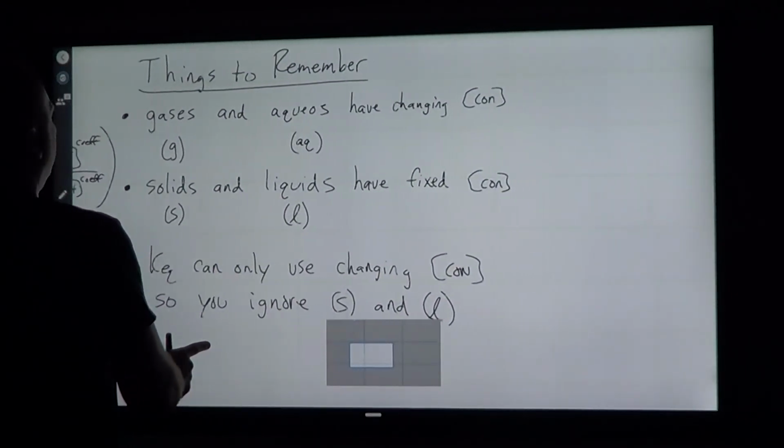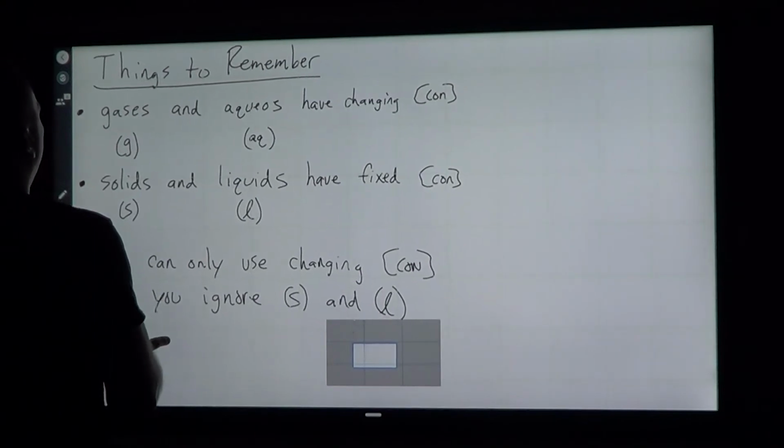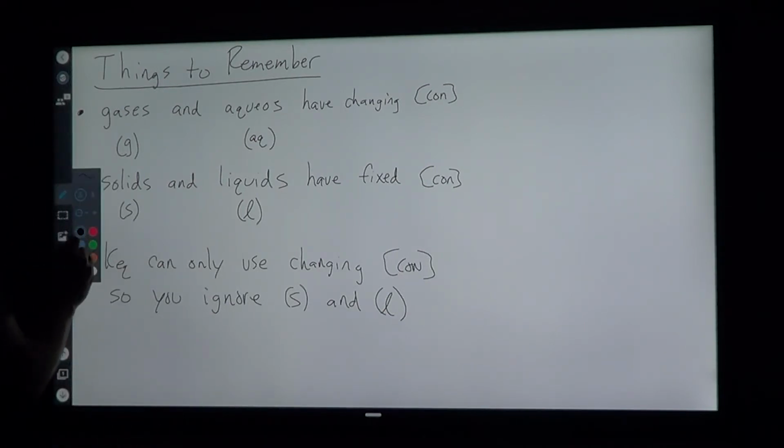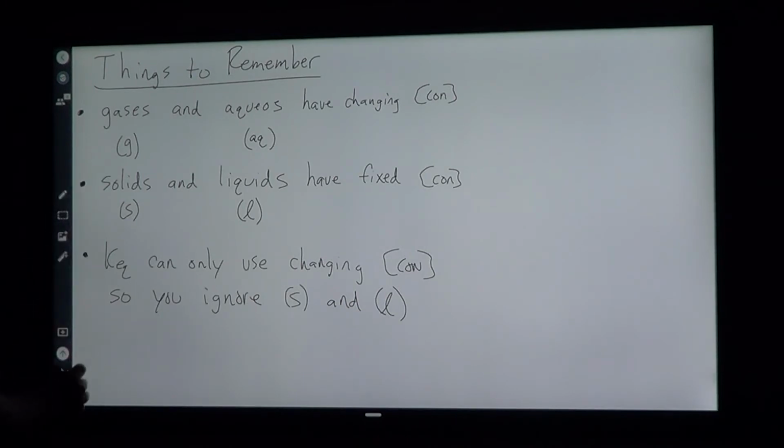We'll do some of those in a little bit, but right now I want to go over some things to remember. The book has a whole section on homogeneous equilibrium versus heterogeneous equilibrium. Those are two vocab words that are important. But at the end of the day, you just have to remember we can't calculate equilibrium without that substance or that measurement being able to change.